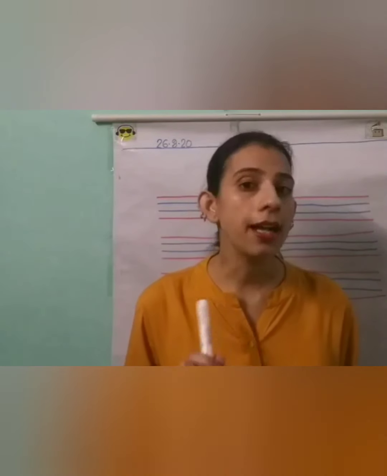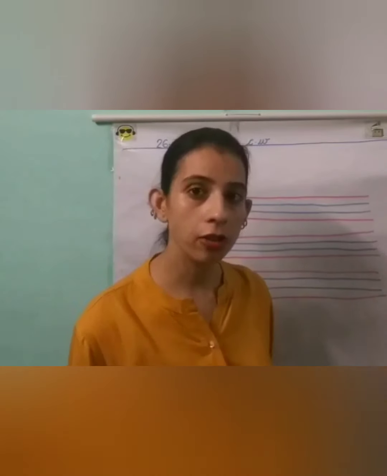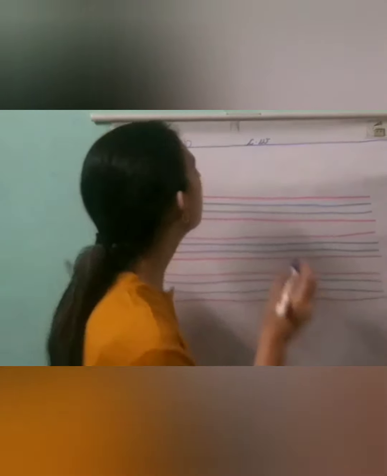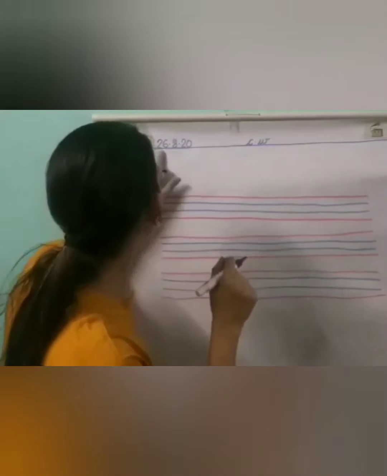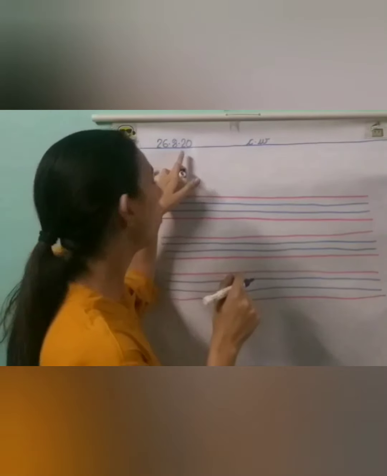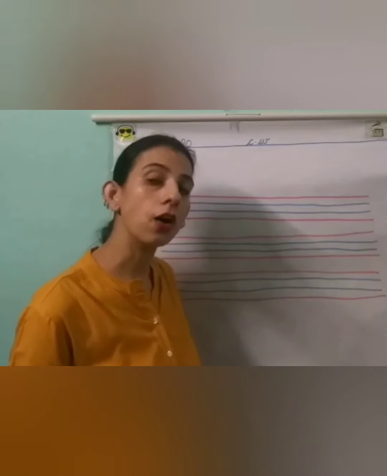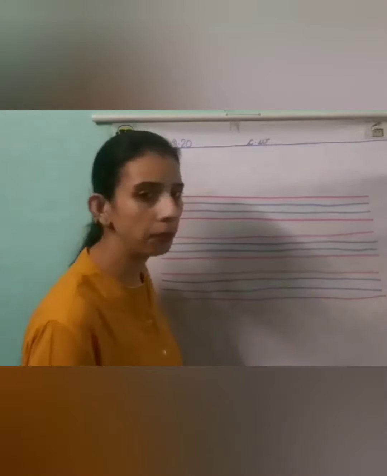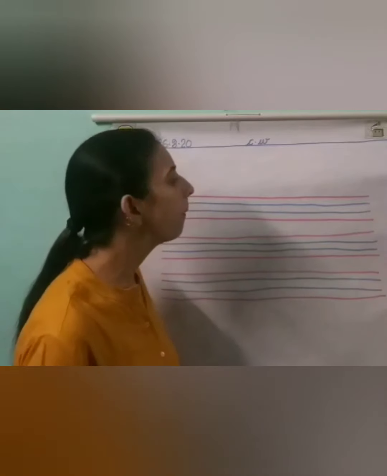Okay, so today we are going to write R and S. But before writing that, we will practice the last letters because some of you still have confusion in P and Q. So we will revise both the letters today and then we will write the new letter. Okay, so everybody bring your cursive copy and let's start. First of all, we will put the date. It's 26.8.20, 26th August 2020. Put C.W and we will learn to write P.